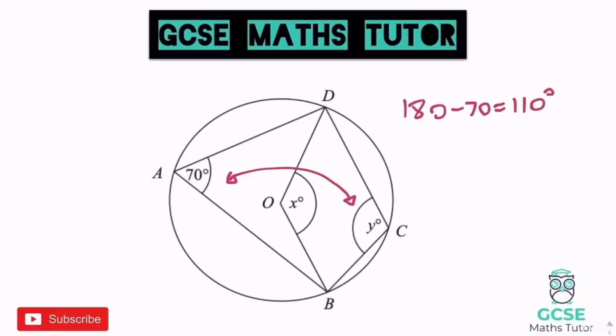And our reason for that, which we would have to write down again, is that opposite angles in a cyclic quadrilateral add up to 180. The next one here is to find this angle x, and that's going to involve one of our other circle theorems.